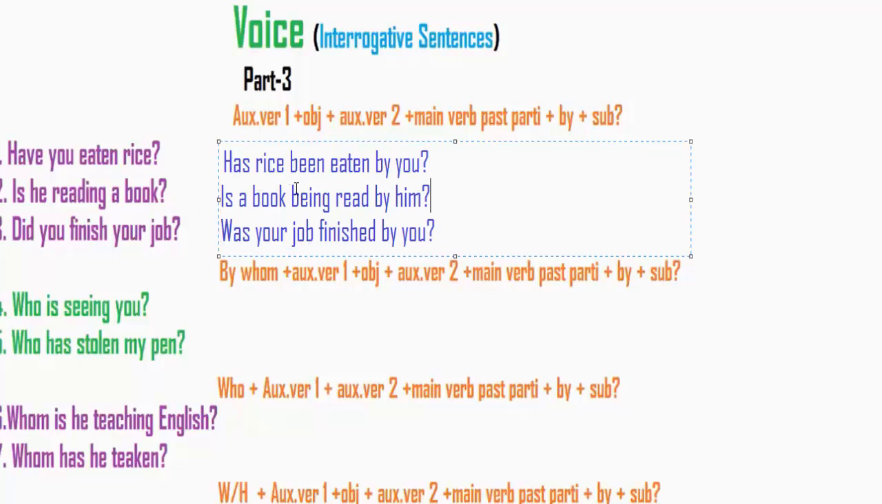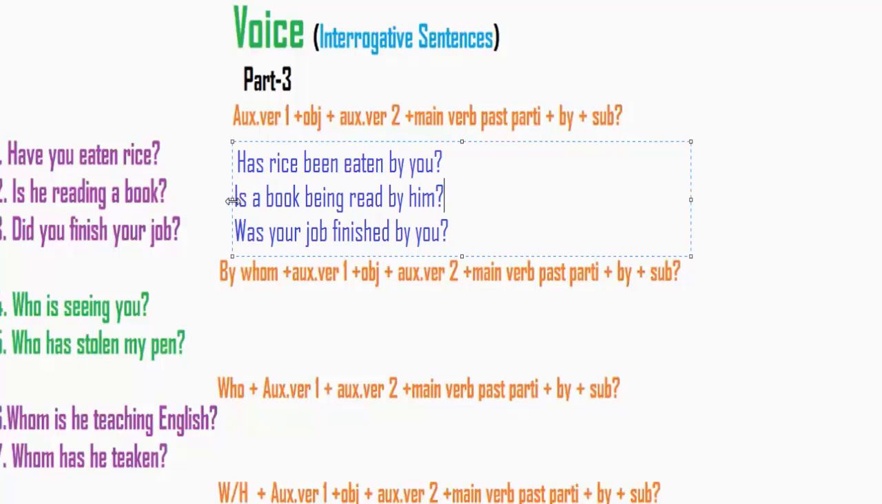Dear viewers, has rice been eaten by you? Here, has is the first auxiliary, then rice, the object, been is the second auxiliary, eaten is the past participle, next by, and next the object. Number two, is he reading a book? It is present continuous tense, and the auxiliary verb is being, am being, are being. First auxiliary verb is, next a book, auxiliary verb 2 being, read by him.